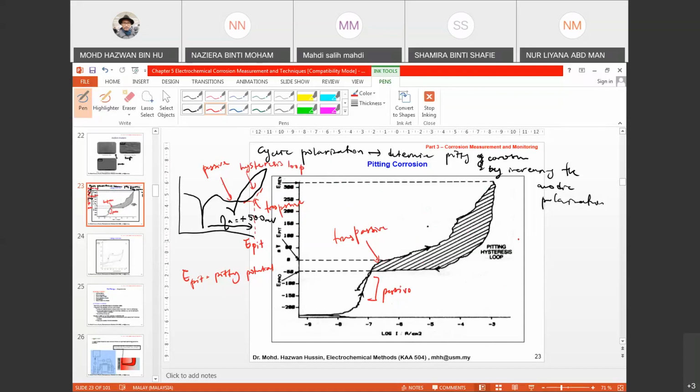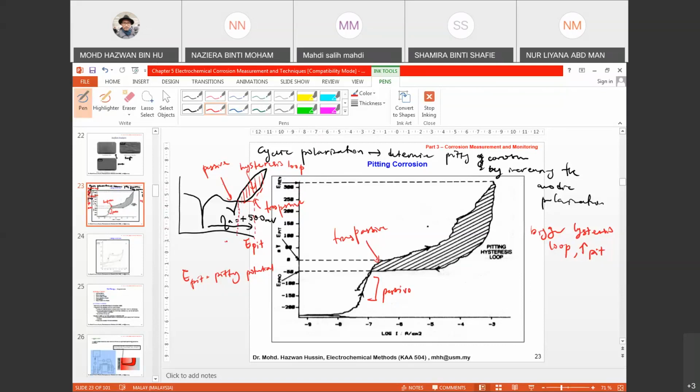The other thing that you have to remember is if you have a bigger hysteresis loop, it means that you have a lot of pitting. Okay. People are actually looking at the area of the hysteresis loop. If the area is bigger, then it means that the material actually produces a lot of pitting. Okay.